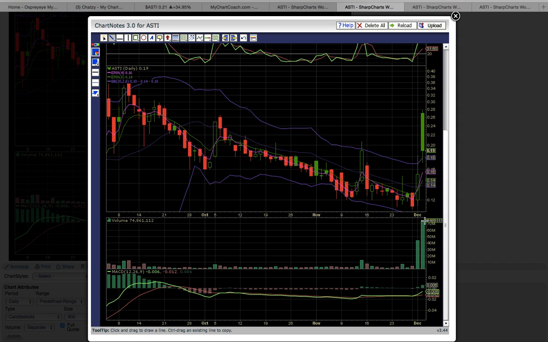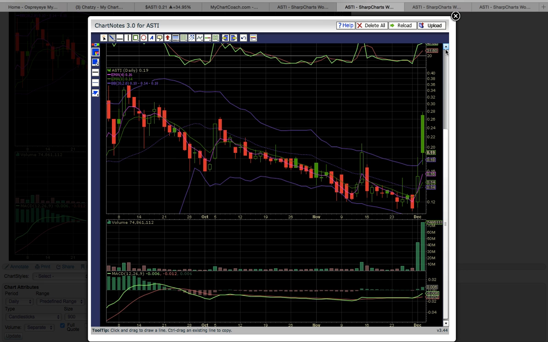especially with the move above the middle Bollinger Band. And then today there was huge volume, but the one negative is that the share price closed well below its open. So there's big volume, but there was also a lot of big profit taking in here too. So that's something to keep in mind.